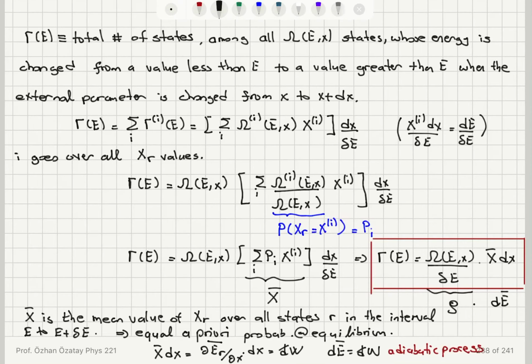We're going to continue discussing how the number of accessible states will change when x changes by dx in the next video, by looking at the number of states that are entering the interval E to E plus delta E and leaving this interval.